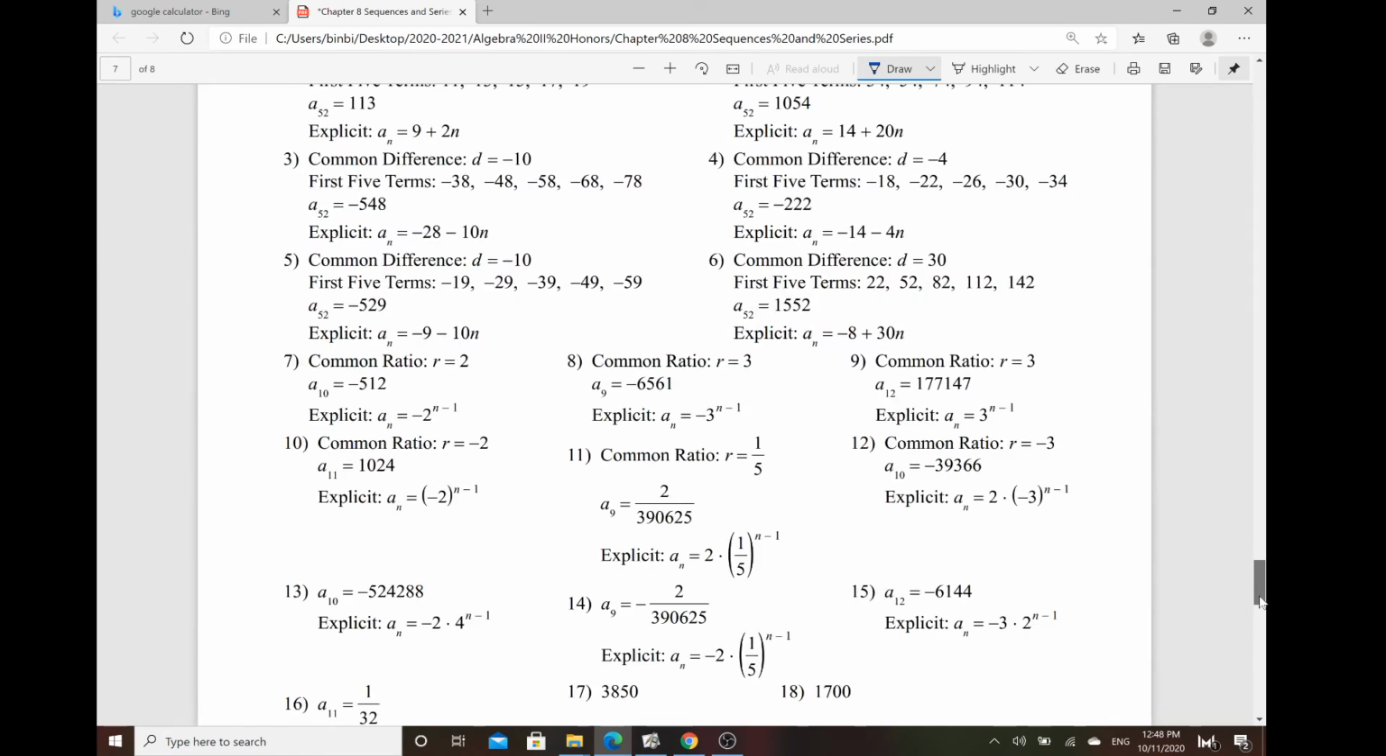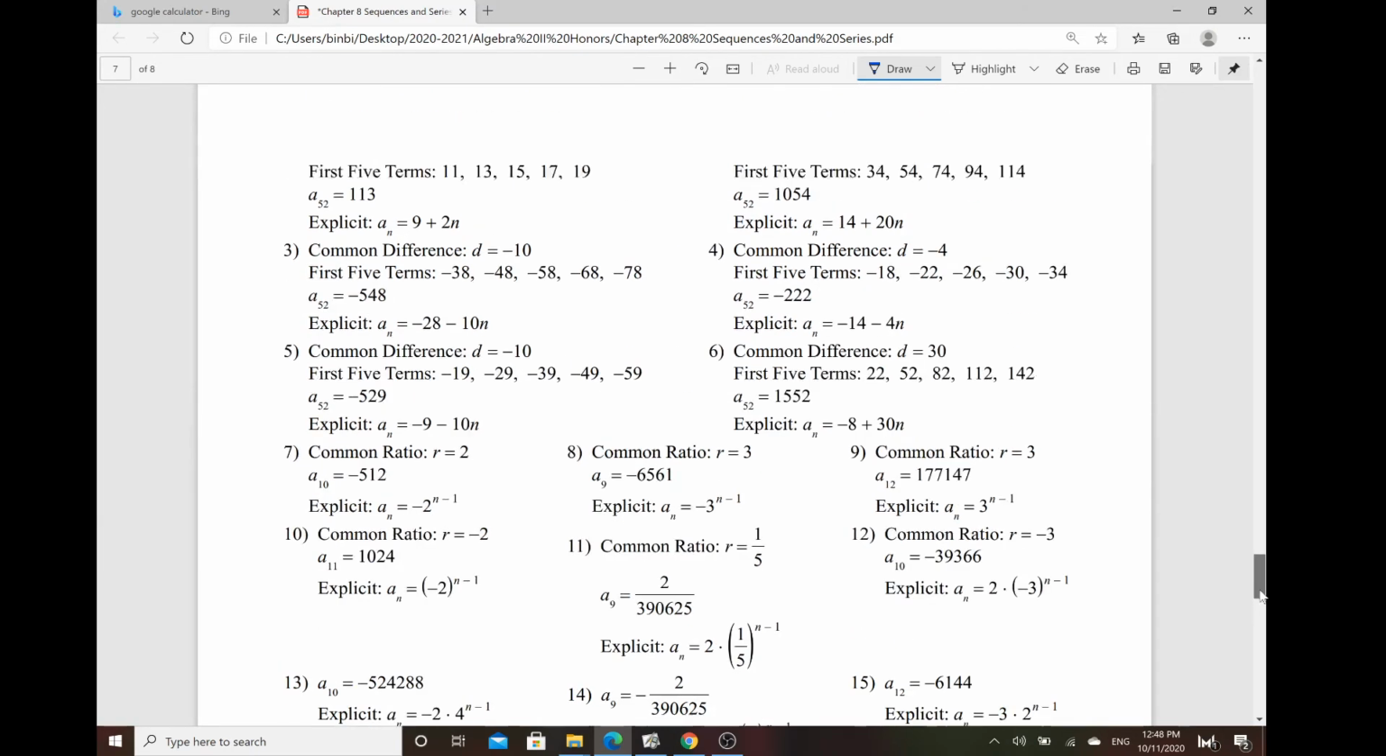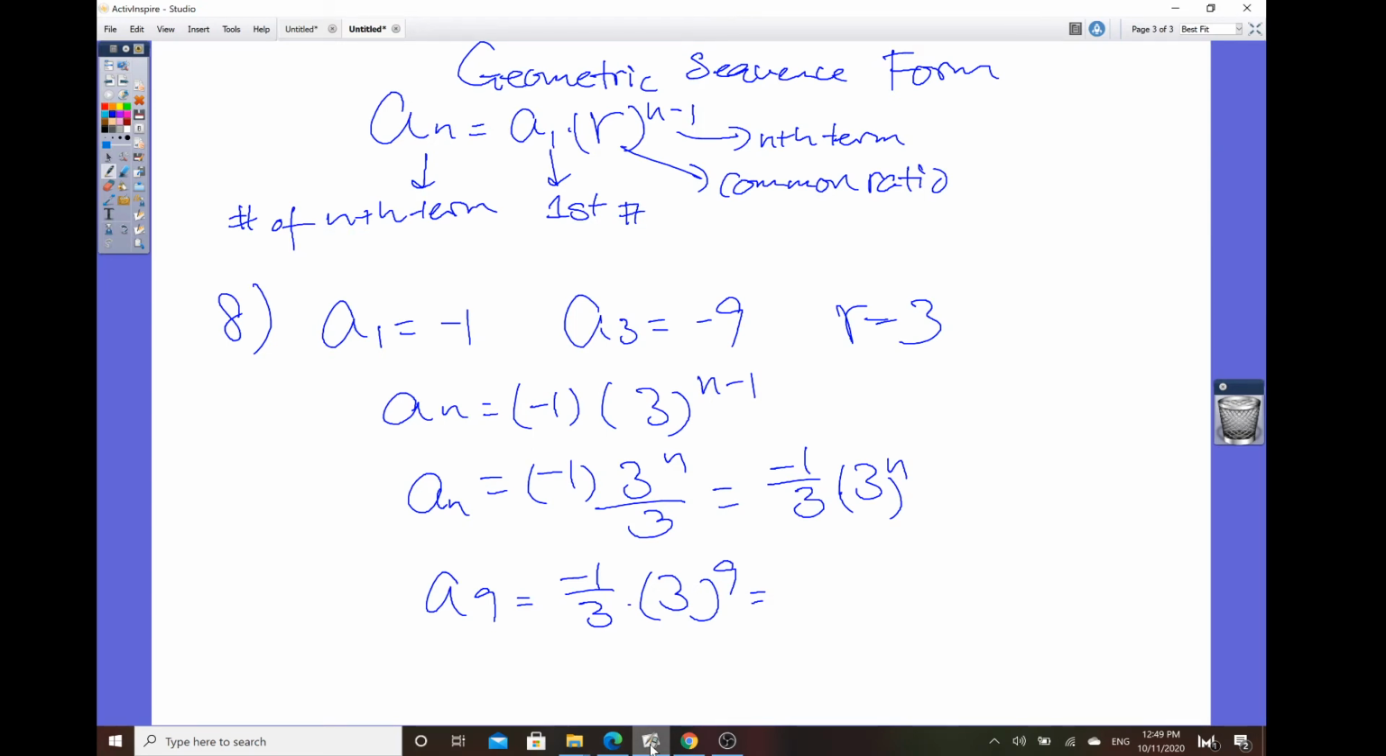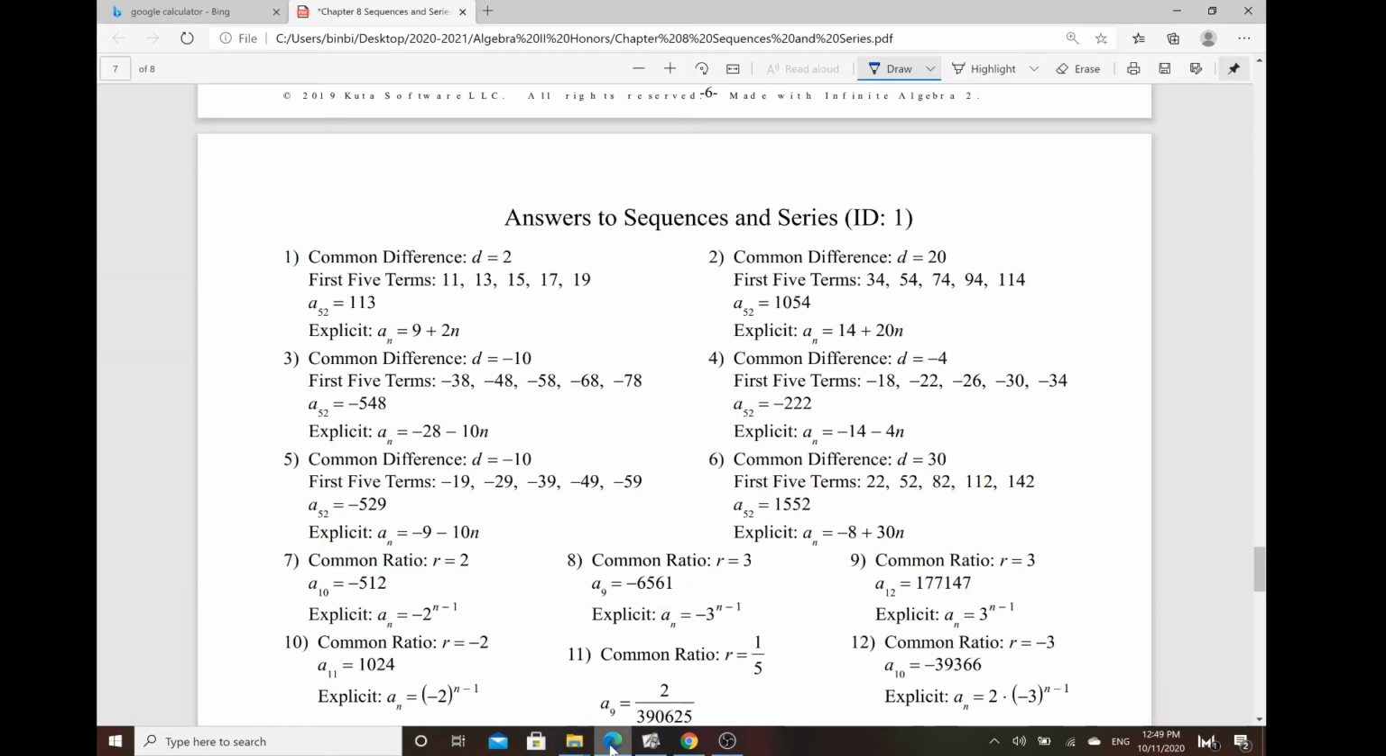So number 8. Yeah, the explicit formula is negative 3 to the power of n minus 1. Well, that's just another way to rewrite it. That one is just negative 1 over 3 times 3 to the power of n. So eventually you'll get negative 6,561. Okay? So for number 8, negative 6,561.